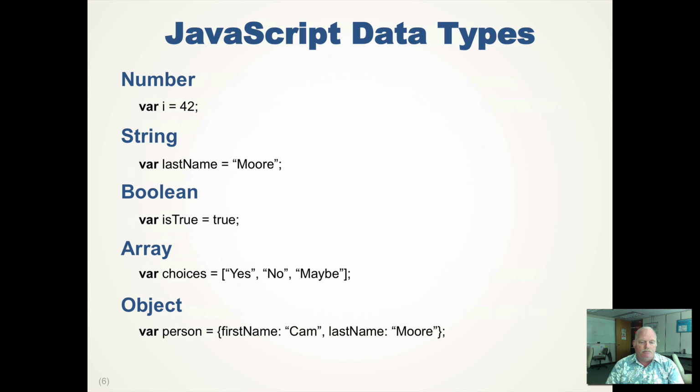An array is a bunch of objects. They don't have to be the same type, so you can have an array of strings and integers intermixed. It doesn't matter. And an object is a more complex object. It has basically a set of properties that are name value pairs. We'll talk about that a little bit later.